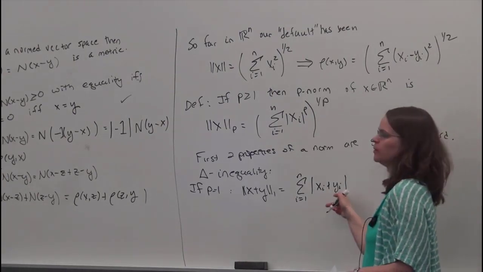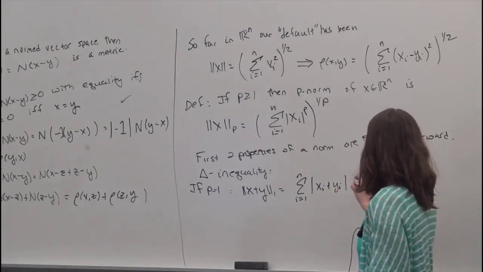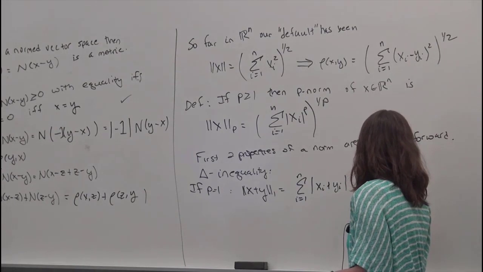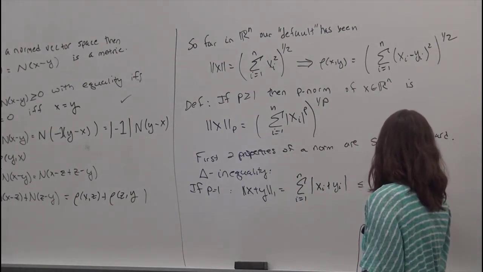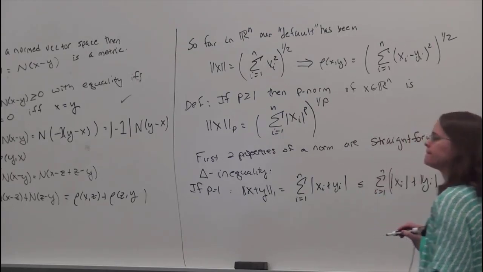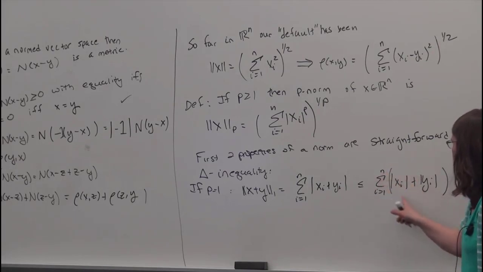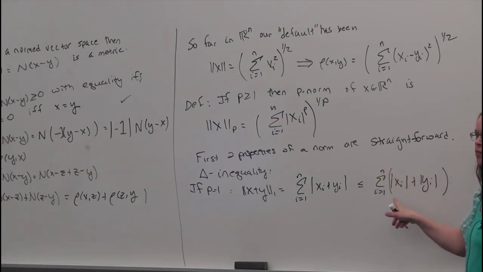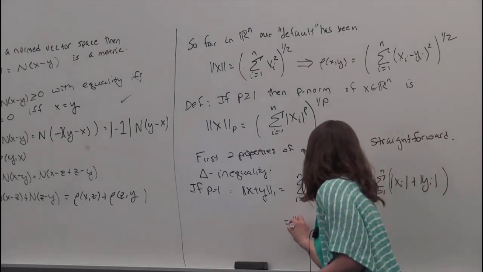And okay, these are just real numbers. They're not vectors in R^n. These components are real numbers, and we can do our usual triangle inequality to say, well, that's less than or equal to the absolute value of x_i plus the absolute value of y_i. And then you look at this and you say, well, this first part really is just the 1-norm of x, and the second part really is just the 1-norm of y.